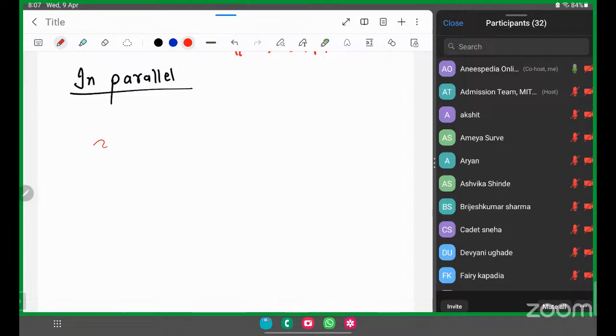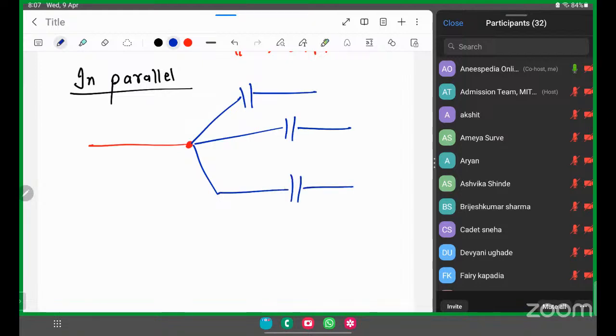For example, let's say this is a wire and here we have a point at which different wires are emerging. One capacitor is connected to this, one capacitor is connected to this, one capacitor is connected to this, and so on. And finally, they will meet at another one point. So this type of combination is known as parallel combination.